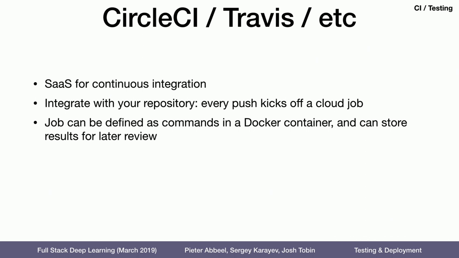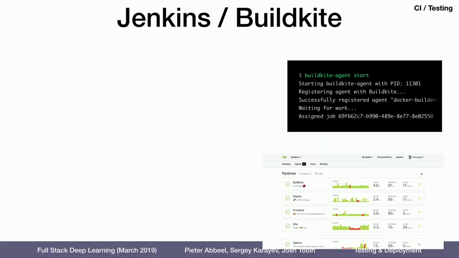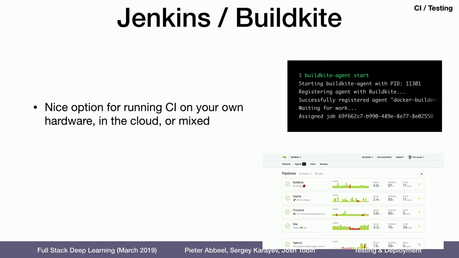Now, the problem is these solutions don't have GPUs. So it's not good for training tests. CircleCI has a free plan, which is what we use in lab because it's free. There's also bring-your-own-hardware versions of this. So there's still software as a service for hooking up to GitHub and having a pipeline of tests, storing the results somewhere, but the actual tests are run on your own hardware. And that doesn't mean hardware you own, but just hardware that you can provision in the cloud and then connect to the service. So Jenkins is more of an old school one, and you can install it on your own premises, on your own hardware.